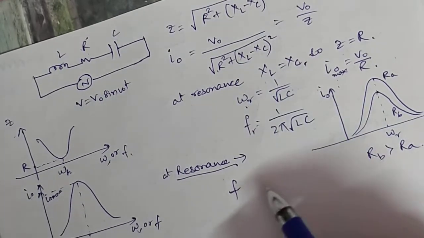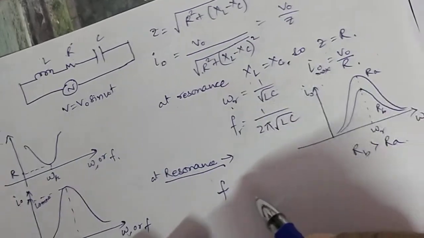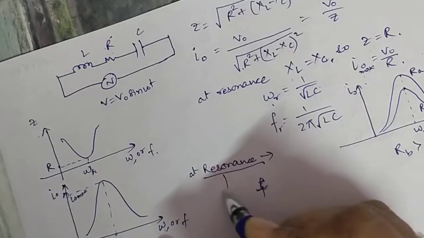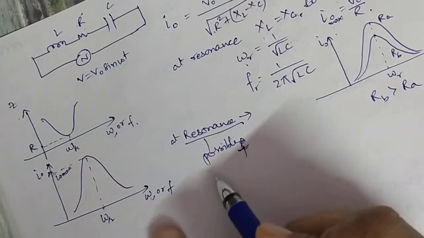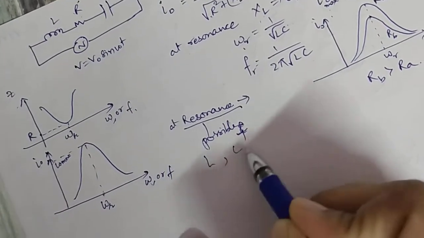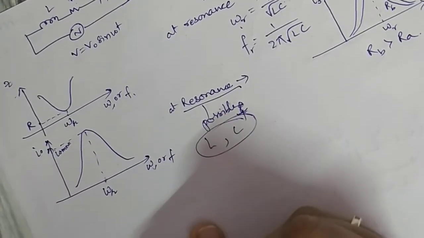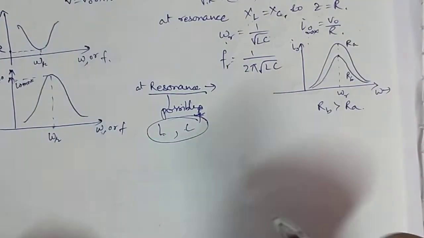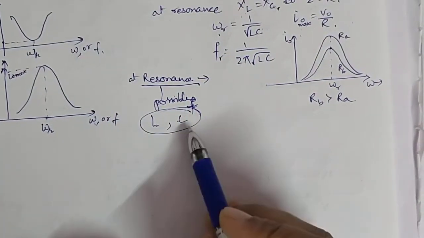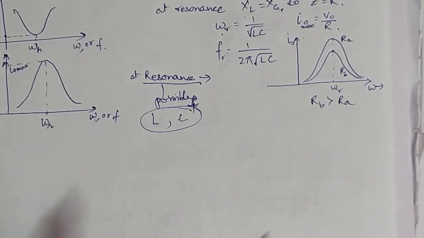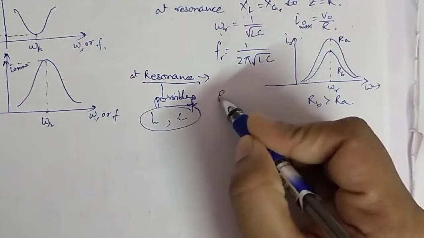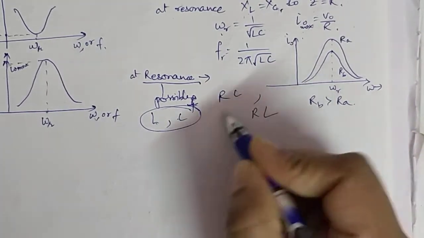Okay. So now, resonance, when is it possible? Resonance is possible when your XL is equal to XC. That means you should have L and C both in the circuit, then only resonance is possible. When both L and C are there, then only resonance is possible. Otherwise resonance cannot occur. So if you have just an RC circuit or just an RL circuit, resonance cannot take place.